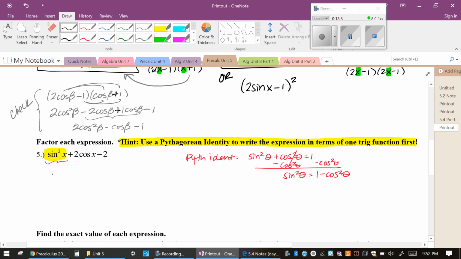Why am I doing that? Because I want this expression to contain only one trig function. And since I have sine and cosine, and there's no identity that relates cosine to sine except for the Pythagorean identity, that's the one I chose. Okay, so now I have only one trig function. Notice that this is a quadratic trinomial after I combine like terms.